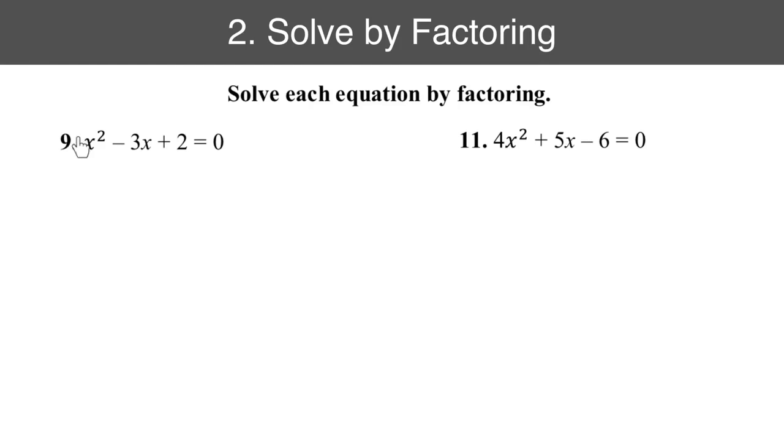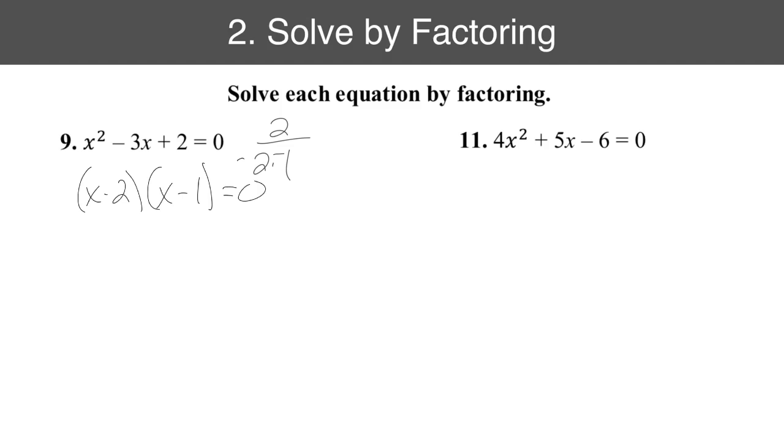When your leading coefficient is just 1, then all you have to do is take the last number and list off the factors. Now, obviously, it looks like I picked an easy one. It's just 2, so the only factors of 2 would just be 2 times 1. So what we need to figure out now is what combination of 2 and 1 will give us negative 3 in the middle. So if negative 3 is what we need when we add together, but positive 2 is what we need when we multiply together, both of these will end up being negative. So our factors will be x minus 2 and x minus 1.